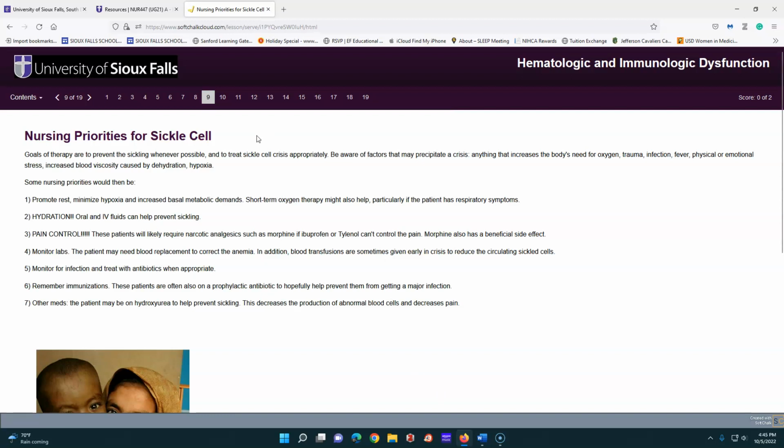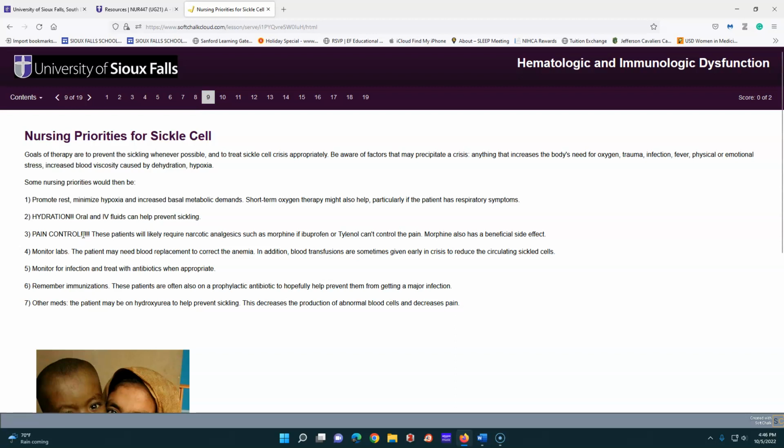So what are some of our priorities with this? Of course, prevent sickling whenever possible. Some of the main things that can lead to sickling are dehydration, stress, and hypoxia. So then, of course, we're looking at promoting rest, trying to take off the stress, giving oxygen. We're going to hydrate really, really well to try to prevent that sickling. It also fills that vasculature. So it's that lazy river once again. If you're just doing a trickle through that lazy river, you're not going to have as much success as if it is really wide and full and you've got lots of fluids running through there.